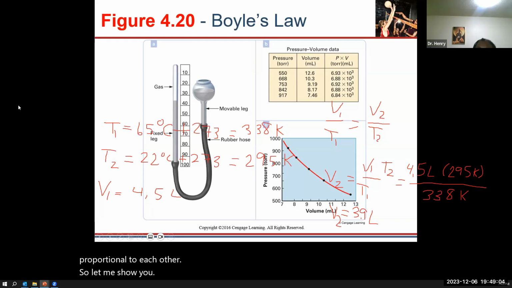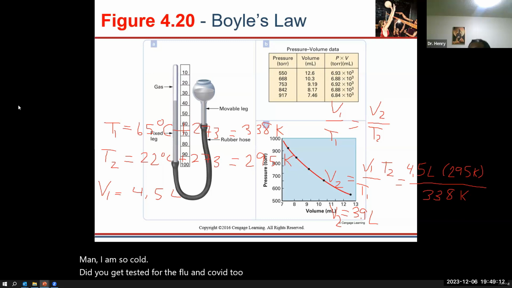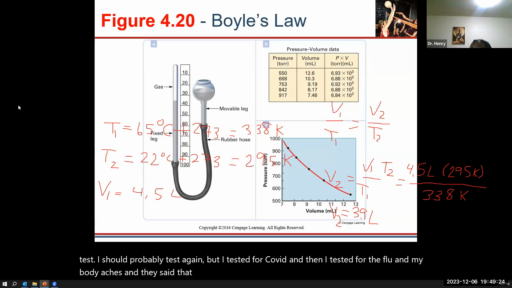I am so cold. Did you get tested for the flu and COVID too? Yeah, I tested, but it was still relatively early. I should probably test again, but I tested for COVID, and then I tested for the flu, and my body aches. And they said that I wasn't positive, so it also could be that it's just early.